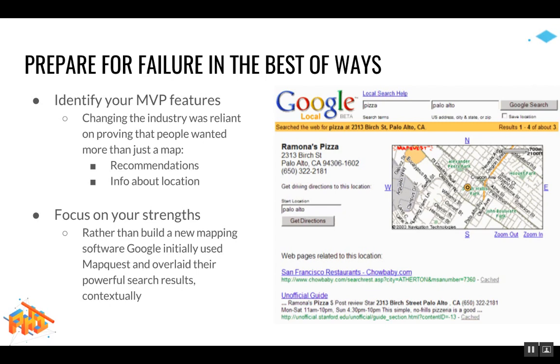But what did they do? They did something that many startups are becoming smarter and smarter to do, but Google was one of the first to do. They focused on their strength. In this case, their maps were powered by MapQuest, and then they overlaid their insanely powerful data set over top. They provided recommendations over top. They provided related information over top. They turned their competitor into their biggest strength, ironically. And by doing that, they effectively executed MapQuest, because from that point forward, MapQuest became strictly a technology platform and not a customer application.